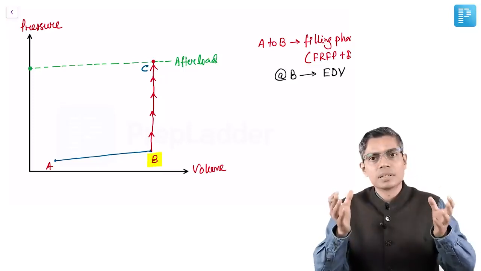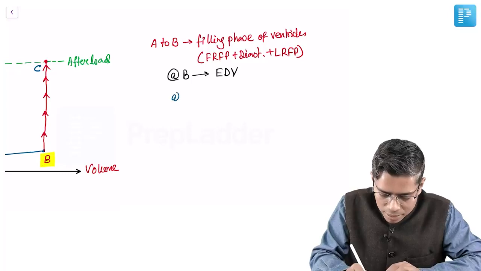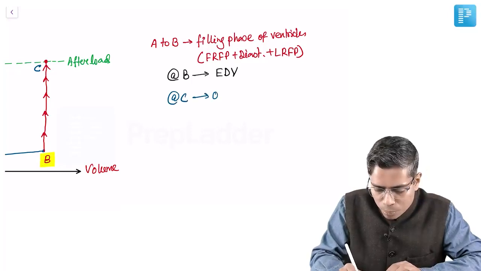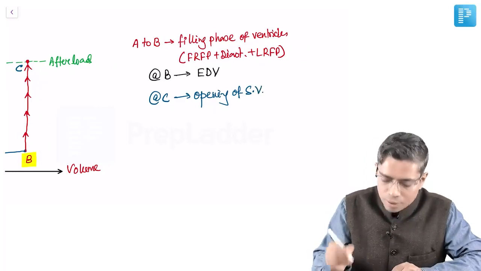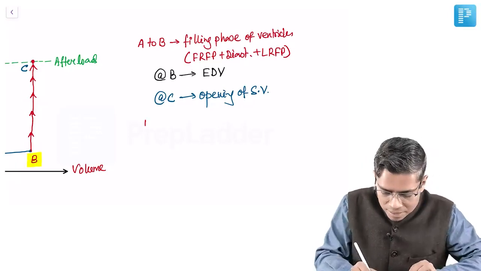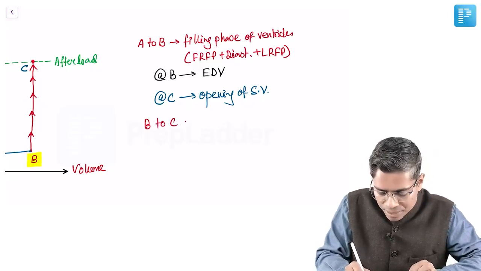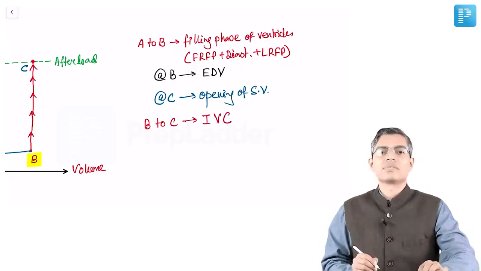What is going to happen? The semilunar valve is going to open up. So at point number C, opening of semilunar valves or aortic valve, you can say. And I can say like this, that this B to C is nothing but the isovolumic contraction phase of ventricle.